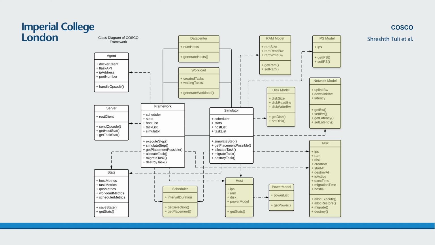To do this, we have two main functions: the alloc execute function, which allocates a new task to the input host, and the migrate function, which migrates a running task to another host machine. The migration time is calculated as the RAM size divided by the amortized bandwidth between the source and target hosts. In alloc execute, if the task placement is not possible, it is added to a wait queue.